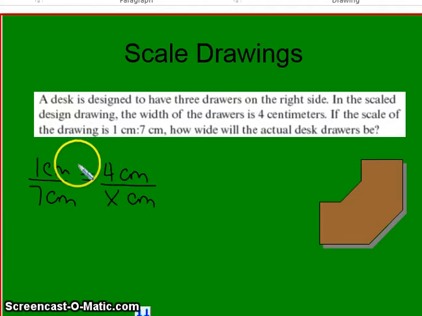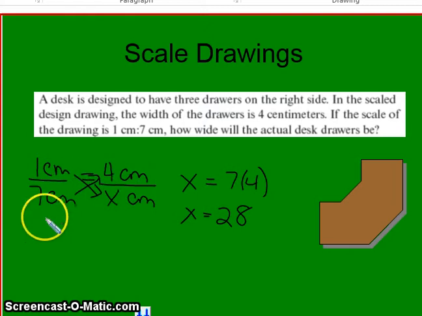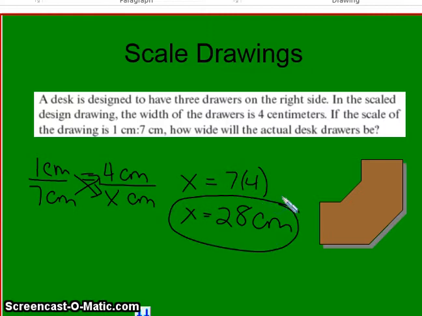Now I have a proportion here, and I can cross multiply. So I have 1 times x, which is just x, equals 7 times 4. And of course we know that 7 times 4 is 28, and we need units, so centimeters is the unit we're working with here. The actual desk drawers will be 28 centimeters wide.